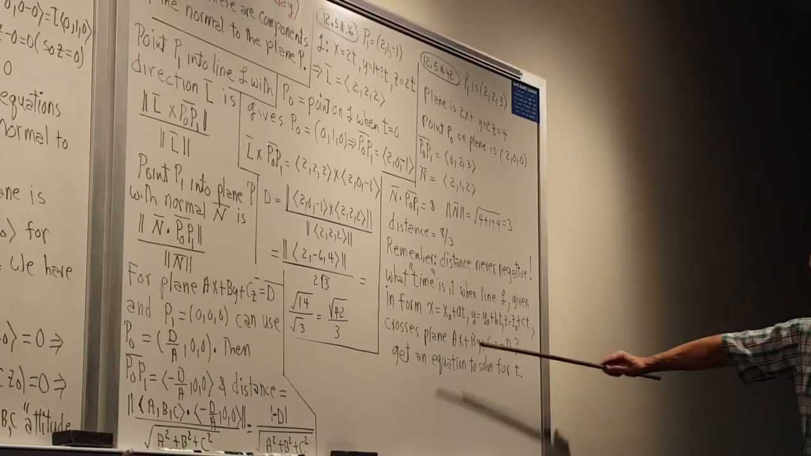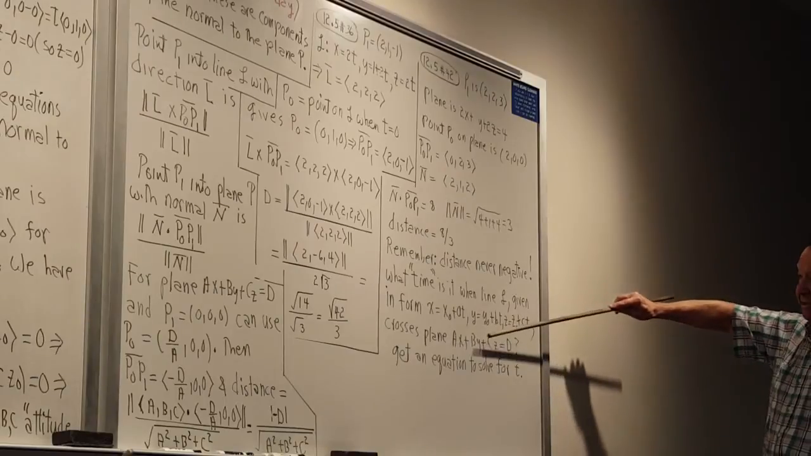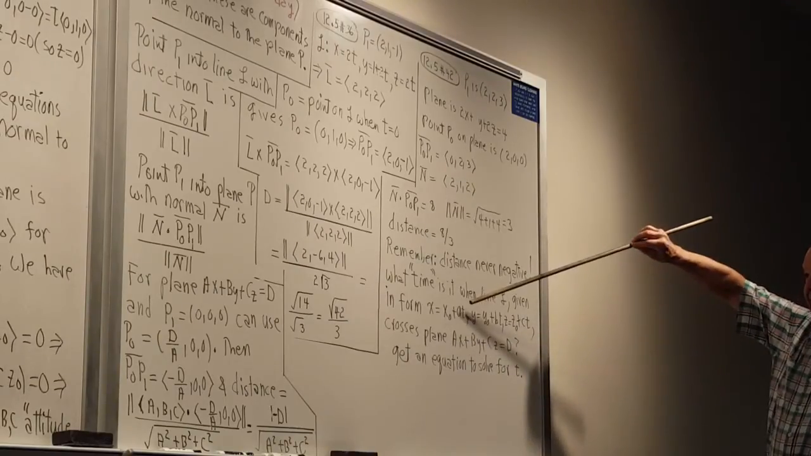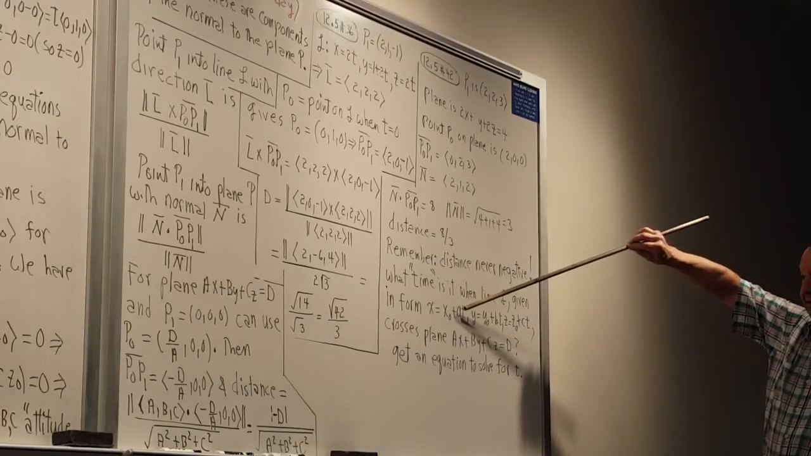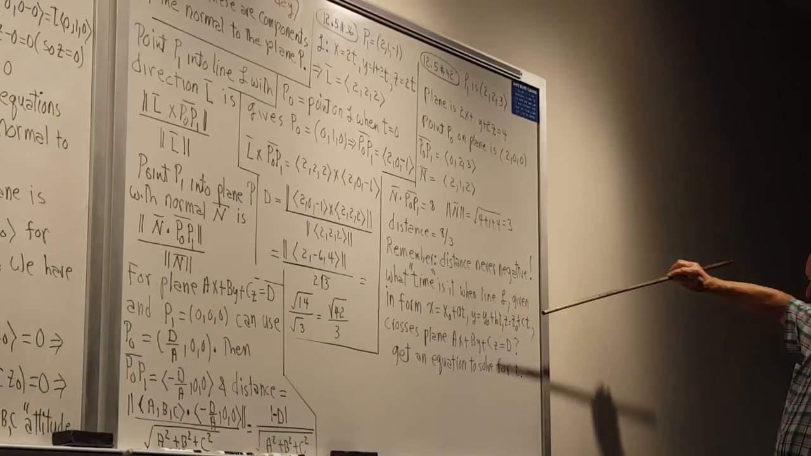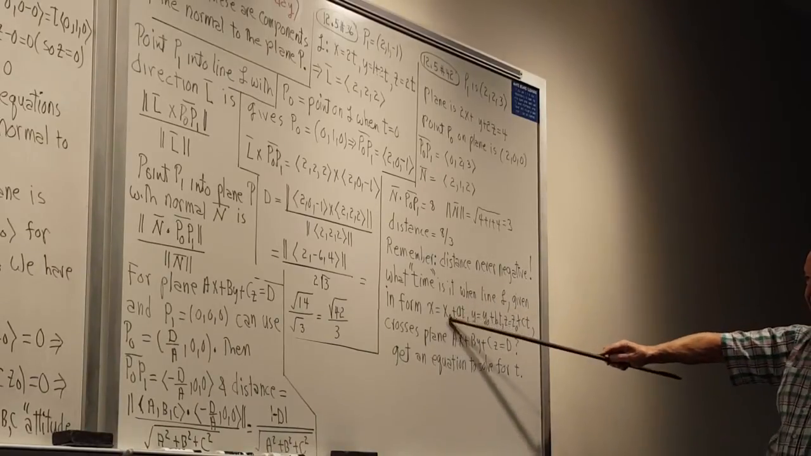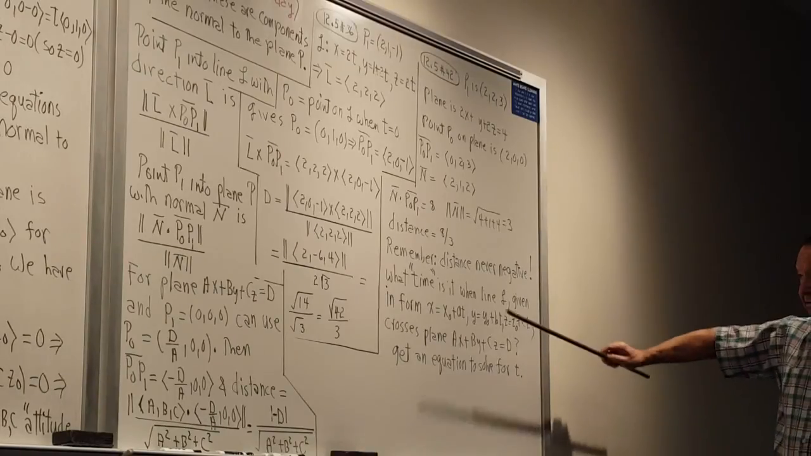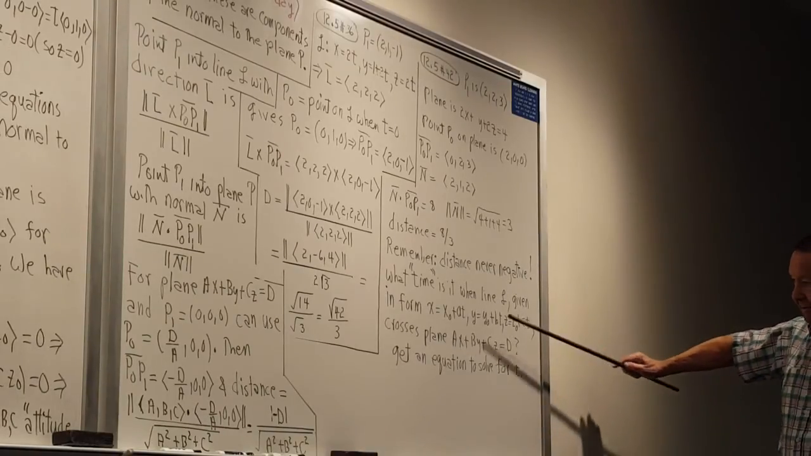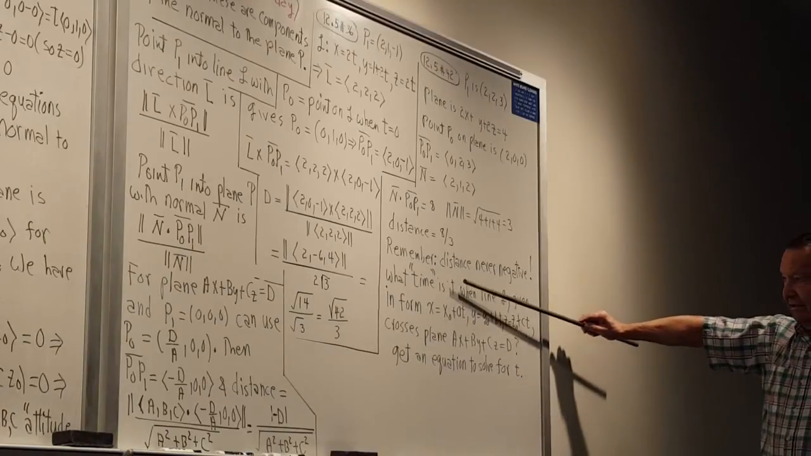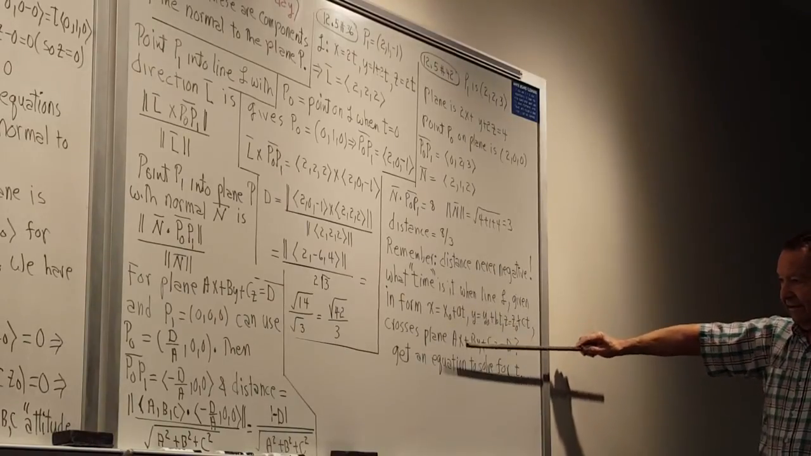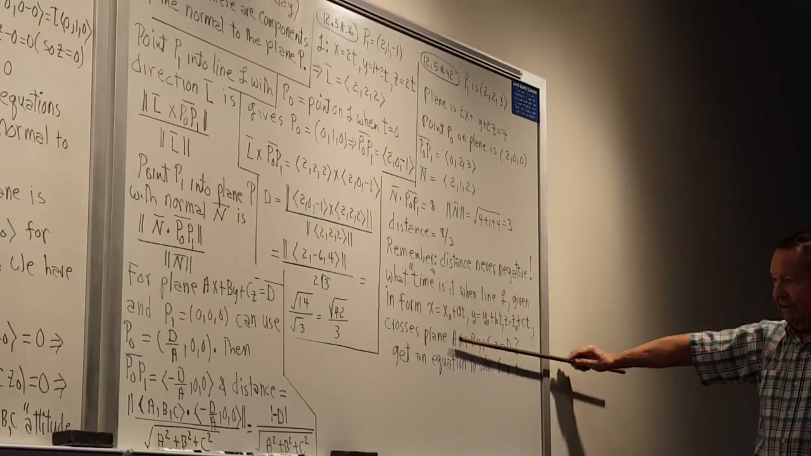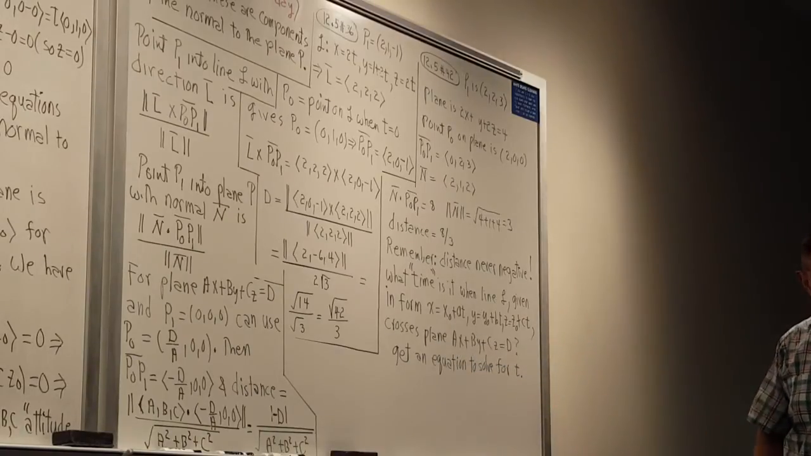I know the equation of the plane, so I know the A, B, C, and D. And I know the equation of the line, so I know little a, little b, little c, and x0, y0, z0. So how would you figure out what the t value is as you move on this line? What's the t value when it hits the plane? What would you do?